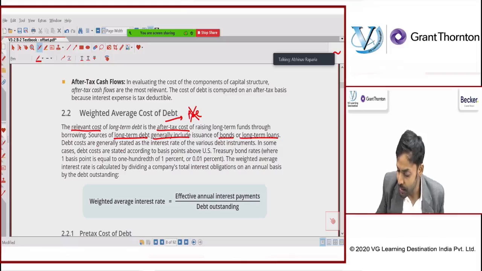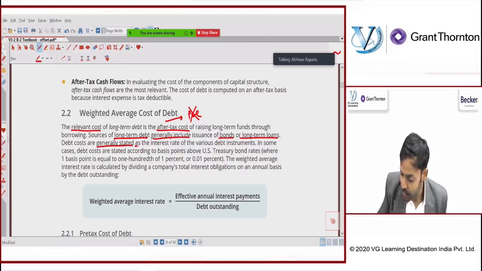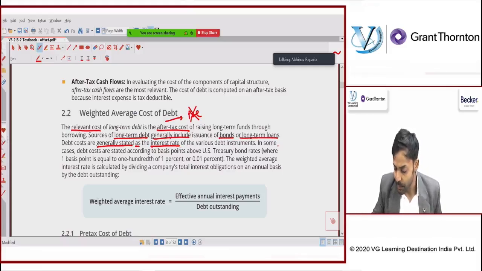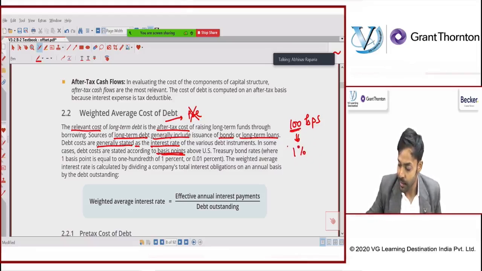The debt costs are generally stated as the interest rate of the various debt instruments, in terms of percentage. In some cases, debt costs are stated according to basis points above the US Treasury bond rates. What are basis points? Every basis point is a hundredth of a percent. For example, 100 basis points means 1%. If I say it is 600 basis points, it is basically nothing but 6%.